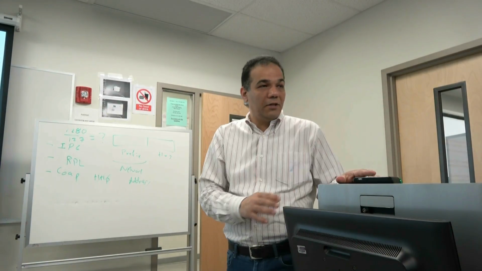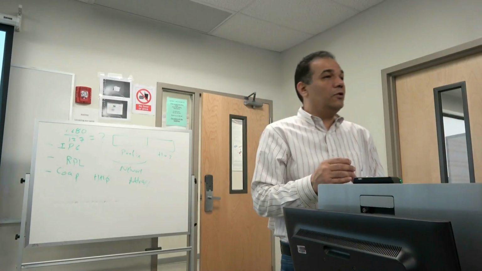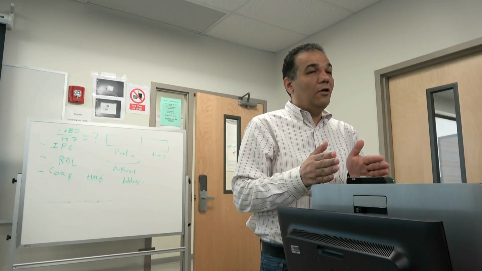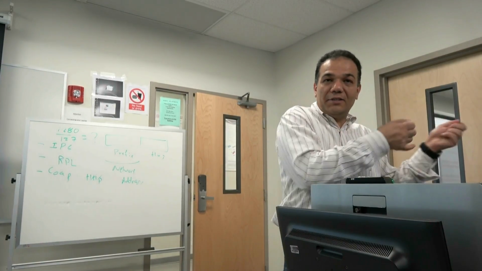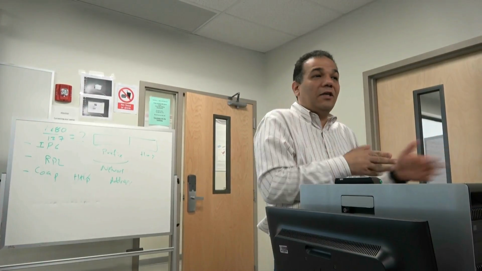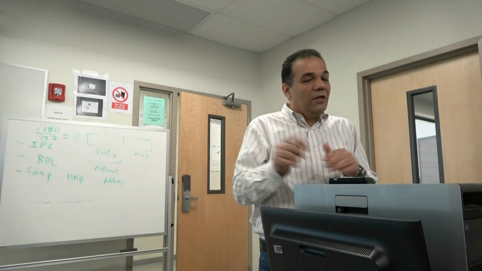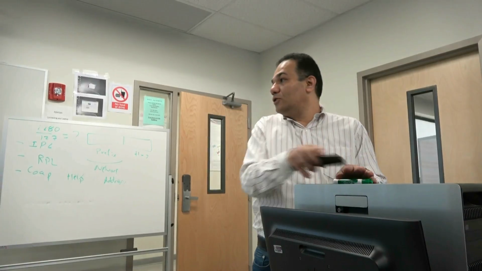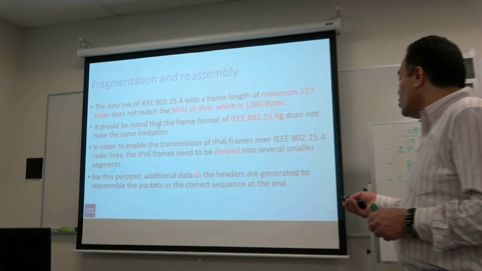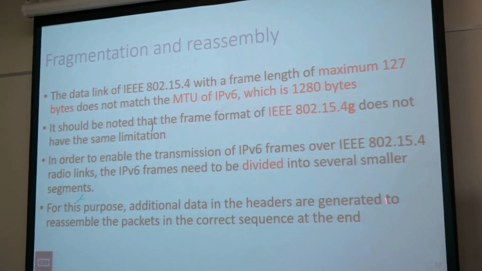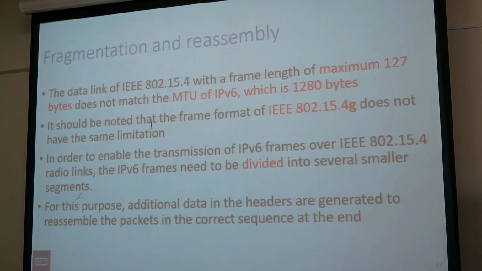I understand the idea. So when you need fragmentation, that's good. The idea of doing fragmentation is to make the packet smaller. But to be able to reassemble, to join, to paste again, you have to have extra data to tell you how to do it. And that's what is happening here, right? That's what we are talking about. So for this purpose, additional data in the headers are generated to reassemble the packets.